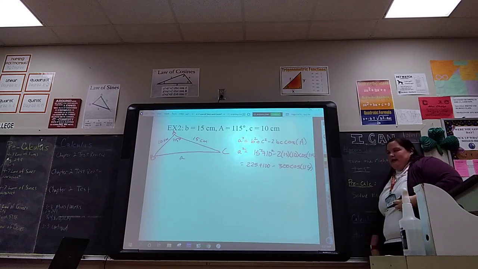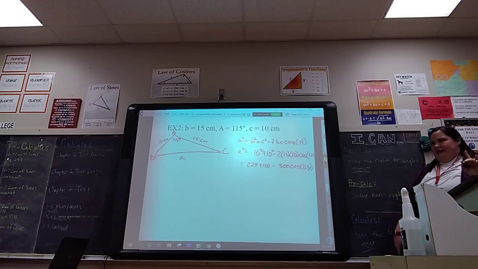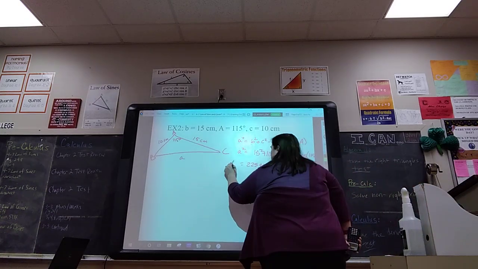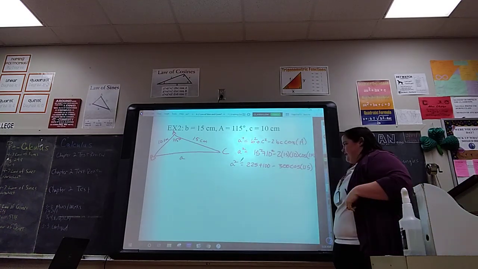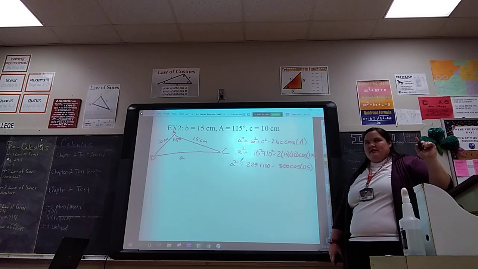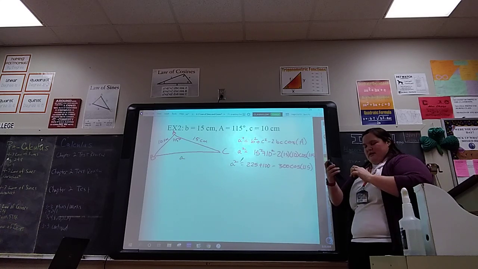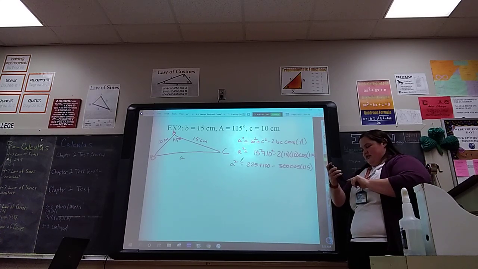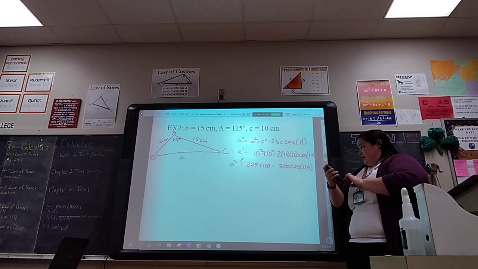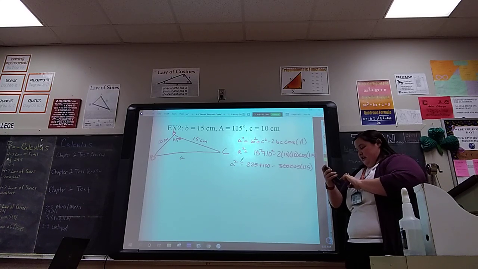Like I said, I do a little bit at a time, so that way I know for sure that my calculator is reading it right. Because sometimes if you don't put parentheses in the right spot or different things like that, it won't quite read it right, and I don't want to mess it up just because of a little calculator error. Usually we can get it down to this part. As long as you type it all at once, you should be good to go. Is that okay with everybody? So I'm just going to do 225 plus 100 minus 300 cosine of 115.